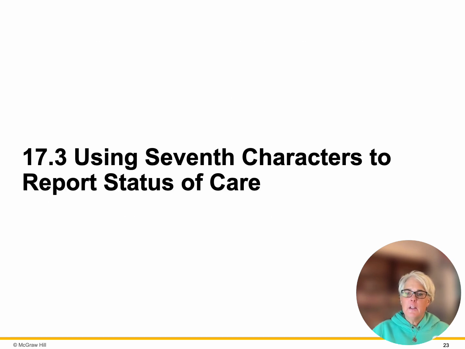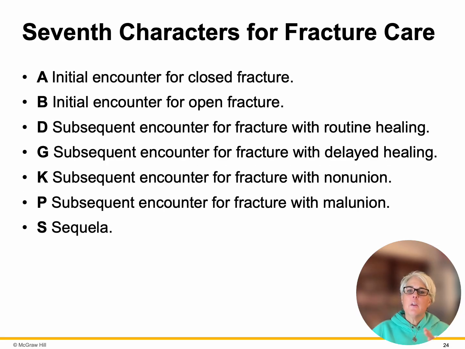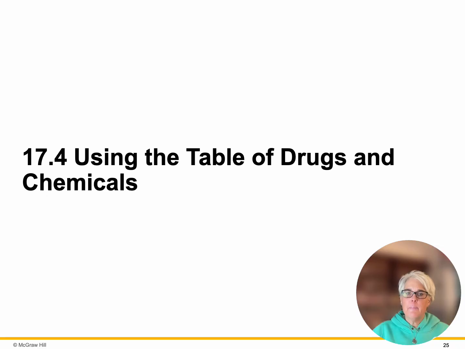Section 17.3 introduces seventh characters, which show the phase of treatment or healing for fractures and some other injuries too. These seventh characters are not optional. If the code requires seven characters, you must use one, and you must have a valid code. So the seventh characters for fracture care are as follows. The A and B are for initial encounters. D, G, K, and P are for subsequent encounters, which reflect routine healing, delayed healing, or non-union, or a malunion. And S is used for the sequela.